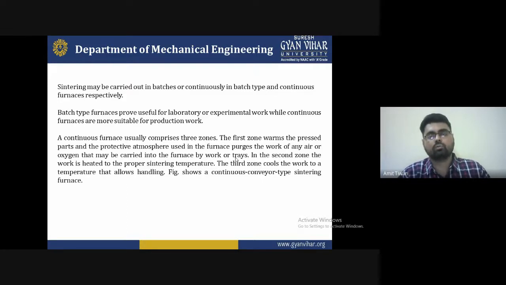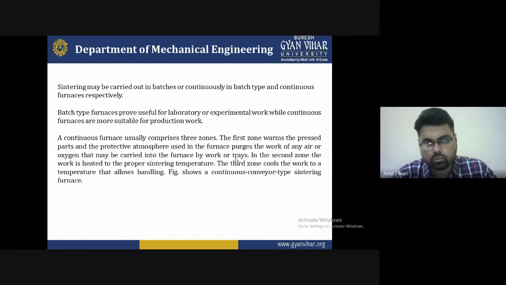So the continuous furnace usually comprises three zones. The first zone warms the pressed part with the protective atmosphere. Batch type furnaces are useful for laboratory and experimental work, while continuous furnaces are more suitable for production work. So we have to understand that sintering may be carried out in batches or continuously, with batch type or continuous furnace types. These are some requirements nowadays. That is why the continuous furnace usually comprises these three zones.